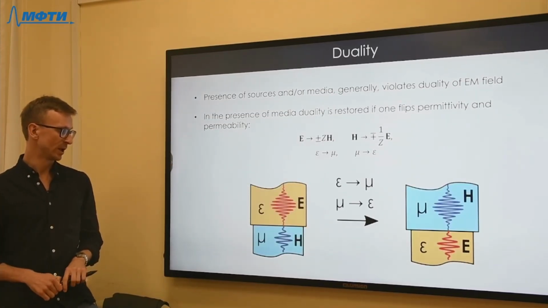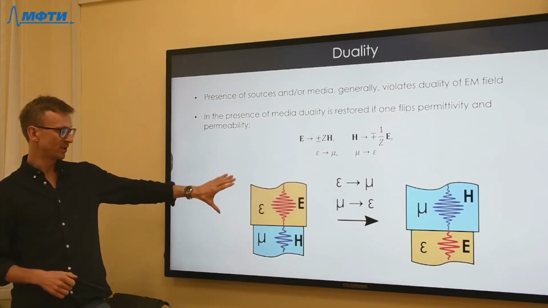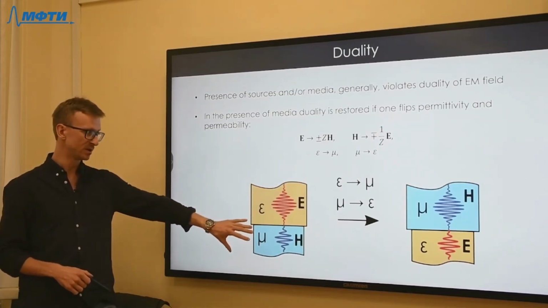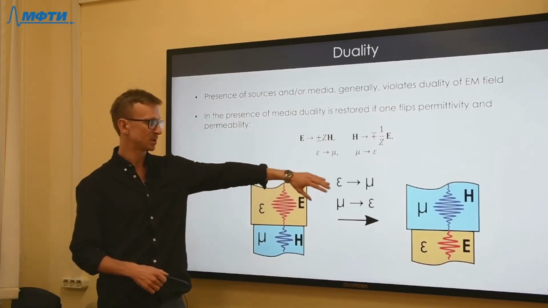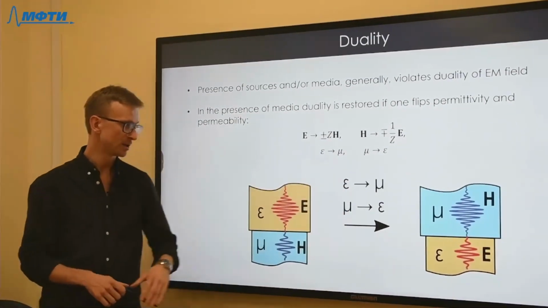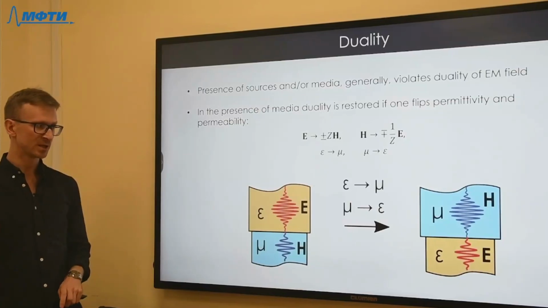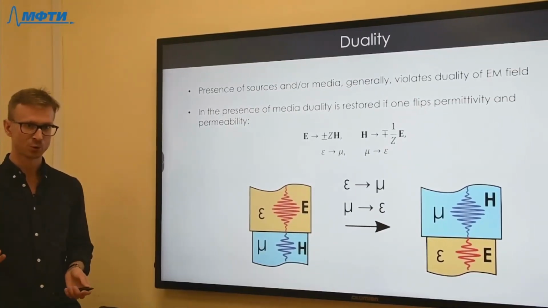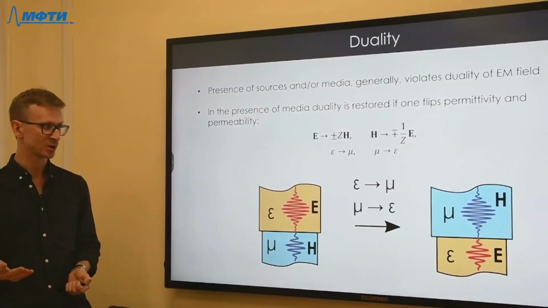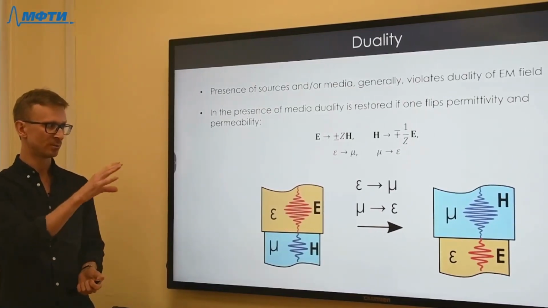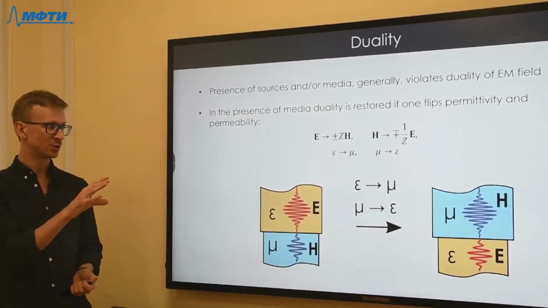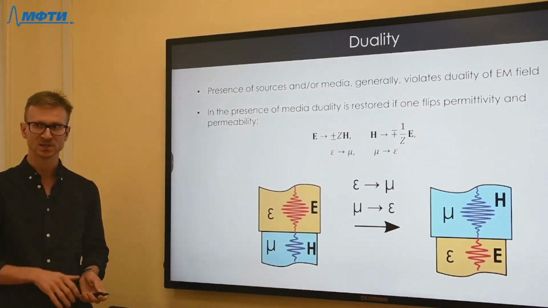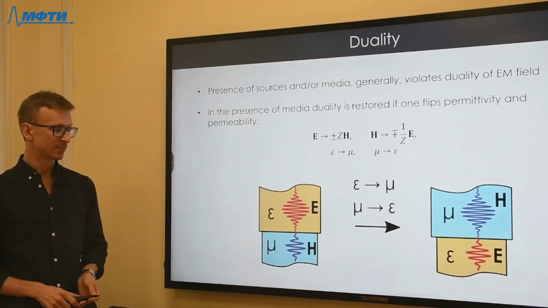So we have the old system where we have certain epsilon, certain mu, we have electric and magnetic fields, then we replace epsilon with mu, mu with epsilon, and at the same time we replace electric field with magnetic, magnetic with electric, and the new field distribution remains a proper valid solution of Maxwell's equations with the new potential. And by potential, I'm referring to the entire spatially dependent combination of all permittivities and permeabilities.